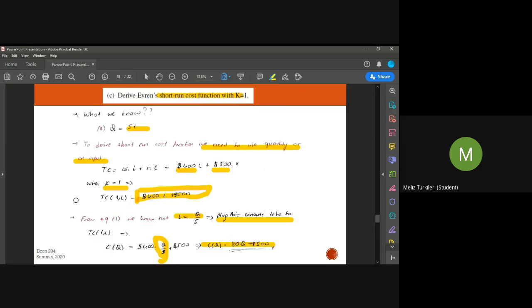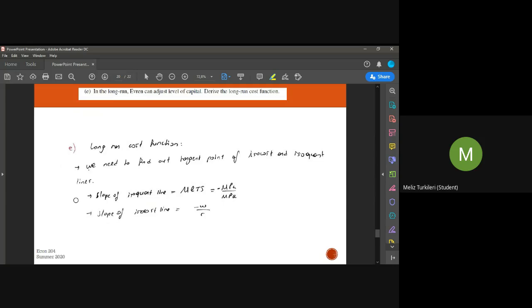Let's go with the final question, okay? In the long run, everyone can adjust their level of capital. Recognize that in the short run, we are not able to adjust our level of capital because it needs a really high fixed cost, so in the short run it's not easy to adjust. But in the long run, we can do this.